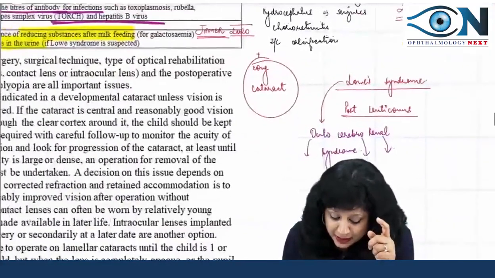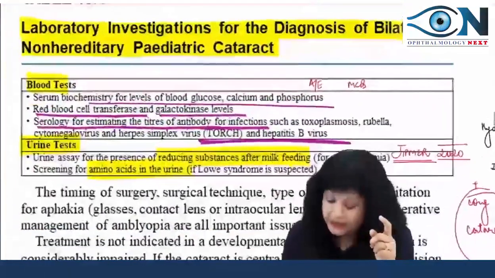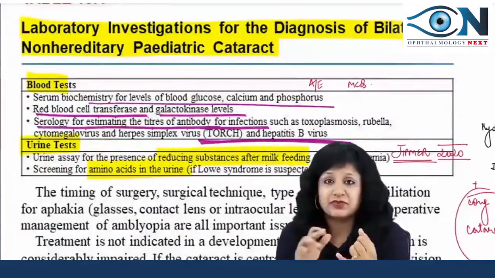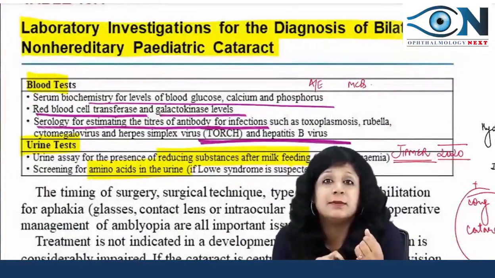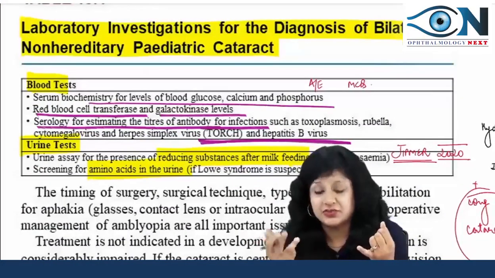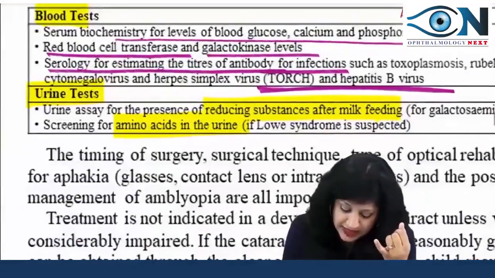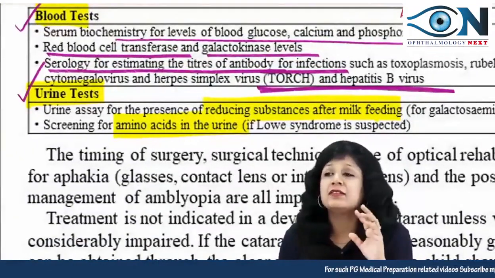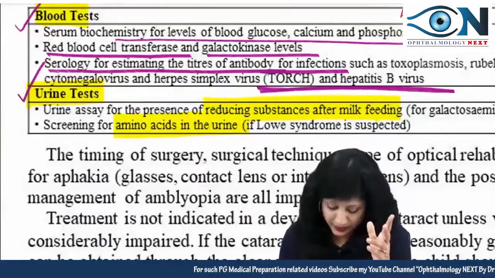So basically your horizon should be open, that when you are thinking about cataract in a child, which is pediatric cataract, which is actually your bilateral non-hereditary kind of cataract, you have to see what blood tests and urine tests you have to do, and this is surely going to give you questions.